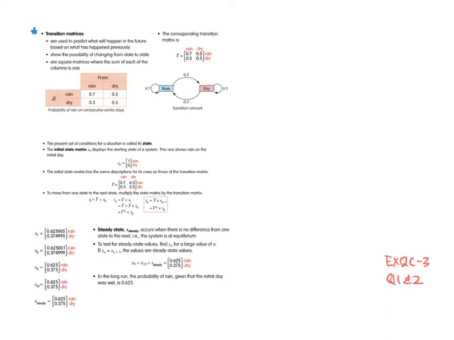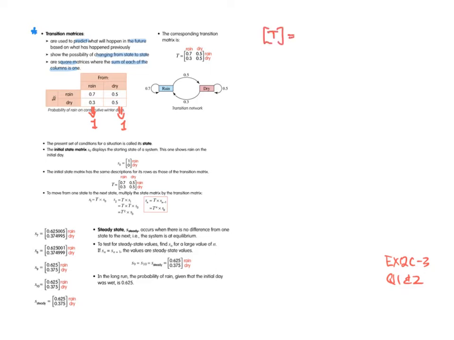So here are just a few little notes about the transition matrix, which we've already worked out. It is used to predict what will happen in the future. It shows a change from state to state, and it's always square, and the columns each sum to 1. So if we have a little look here, that's good, 1 and 1. Excellent. This transition here is written in a table, but it's actually a transition.